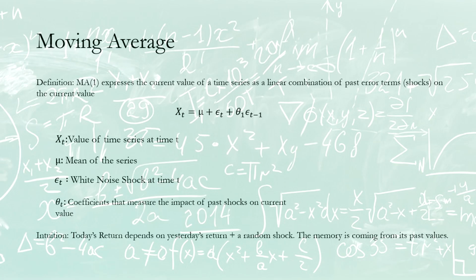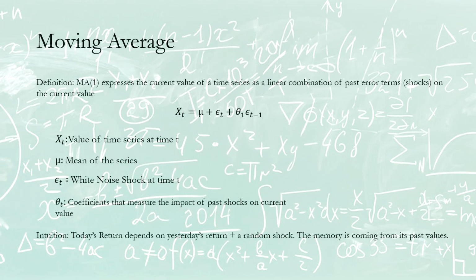Now we're going to talk about moving average. So MA1 expresses the current value of a time series as a linear combination of past error terms, shocks on the current value. So basically shocks are just events that basically perturb the series to make it go up for a while or down for a while or whatnot, okay? It's xt is equal to mu plus error term plus theta 1 error term indexed by t minus 1.